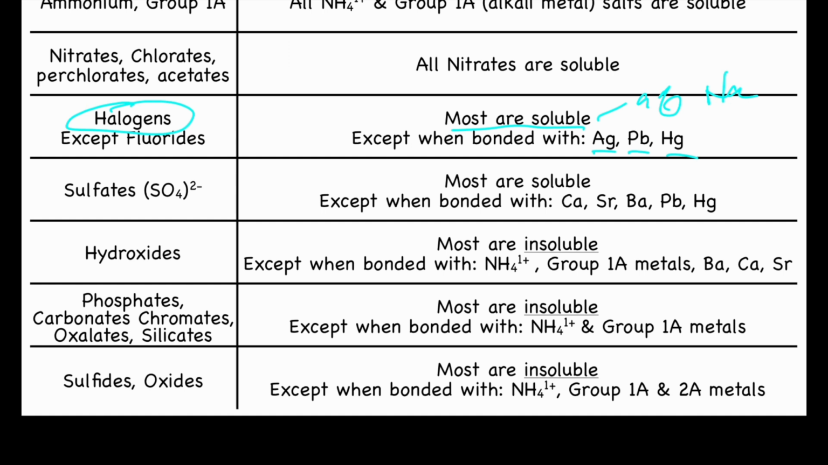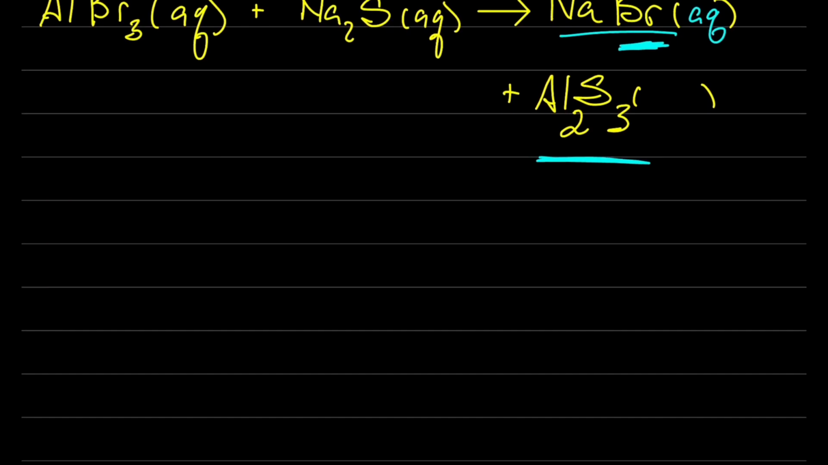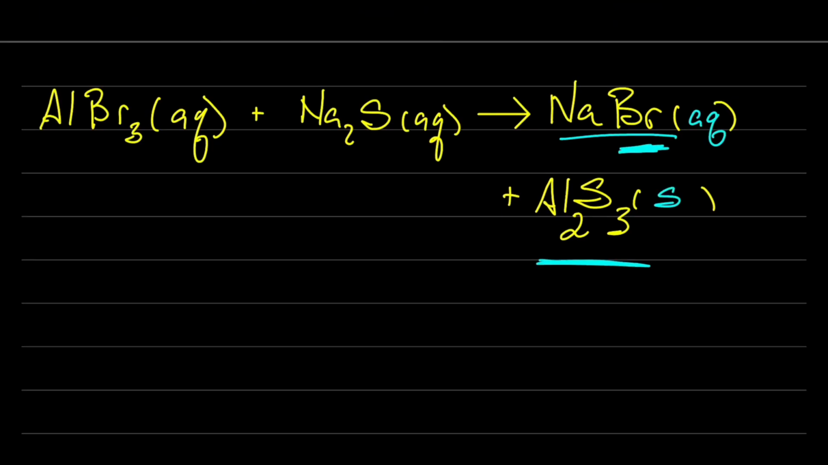So we'll find sulfide here. Most are insoluble, meaning a solid, except when bonded with ammonium or group 1A or 2A metals. Aluminum is a 3A metal, which means aluminum sulfide is going to be a solid. Okay. That means we have made an actual product. We actually made this. Okay.